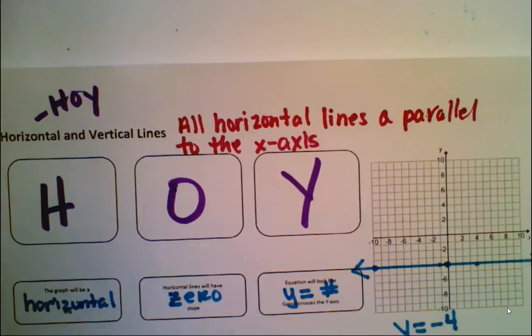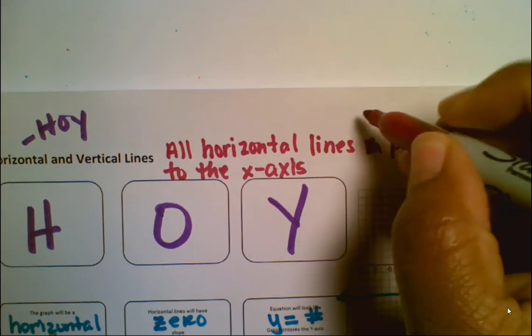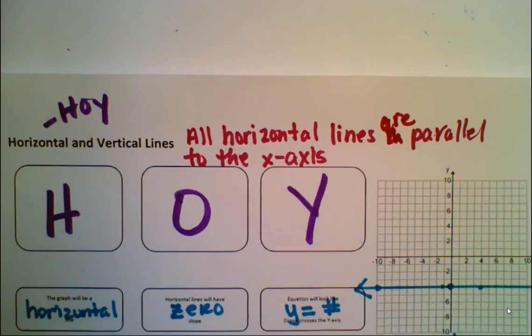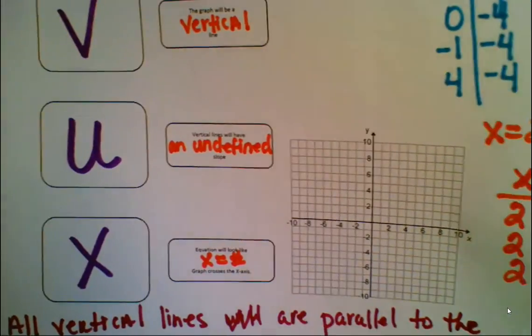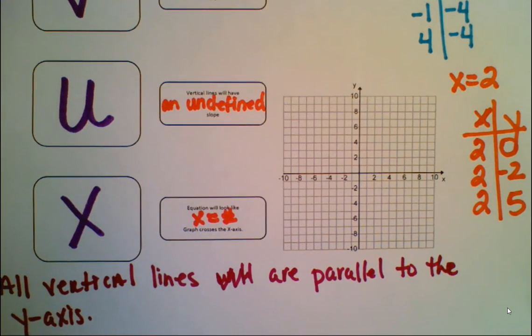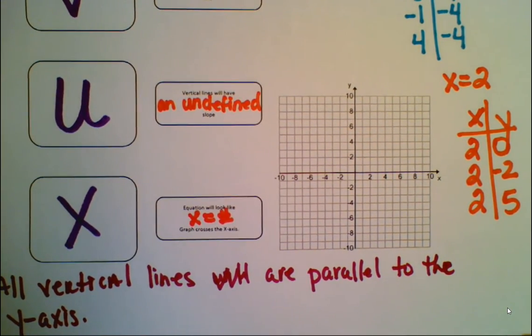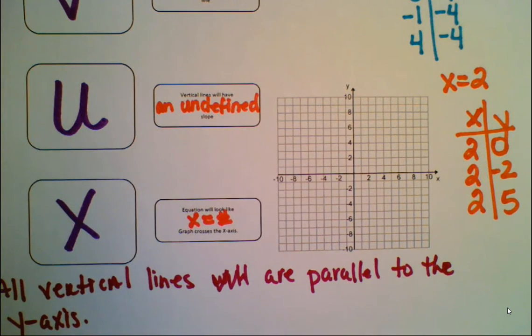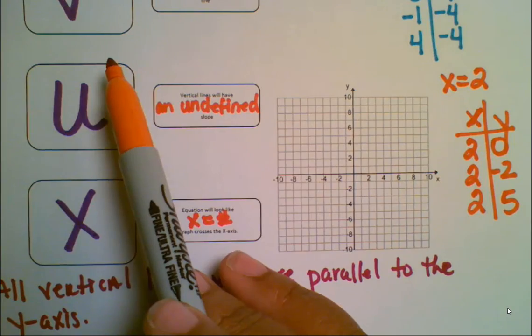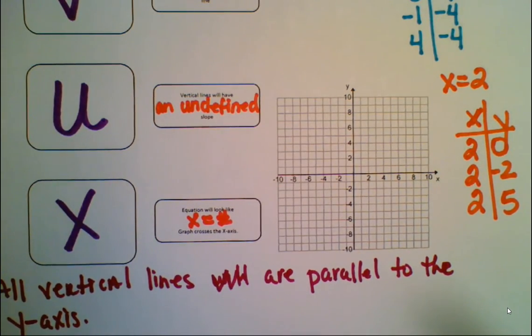And let me go up here and spell out the word R at the top, instead of A. All vertical lines are parallel to the y-axis. So here again, we still can plot these points. X is equal to some number. It's a vertical line. It's going to have an undefined slope.